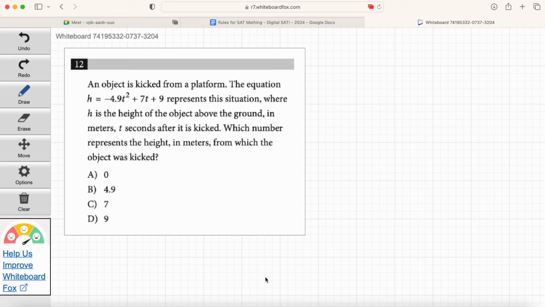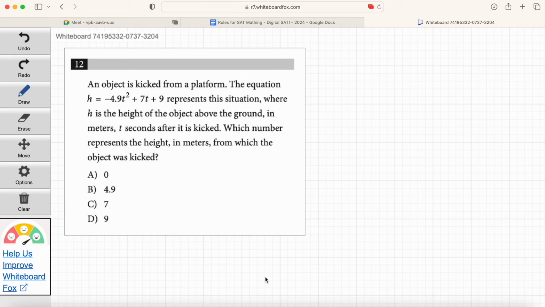What are we solving for here, Ruby? We are solving for the number which represents the height. Yeah, what number represents the height from which the object was kicked? It's kind of specific here. Does that question make some sense?